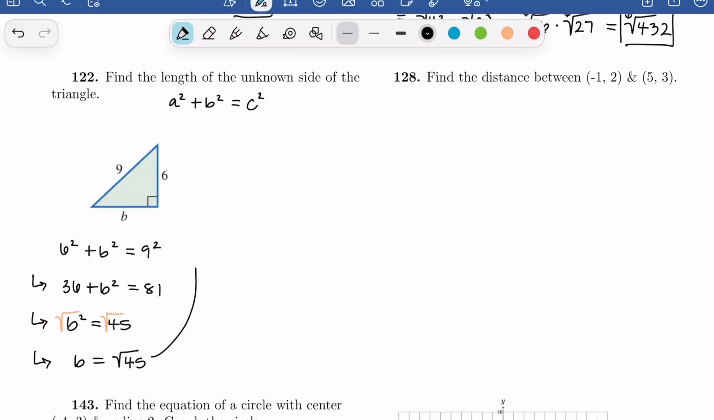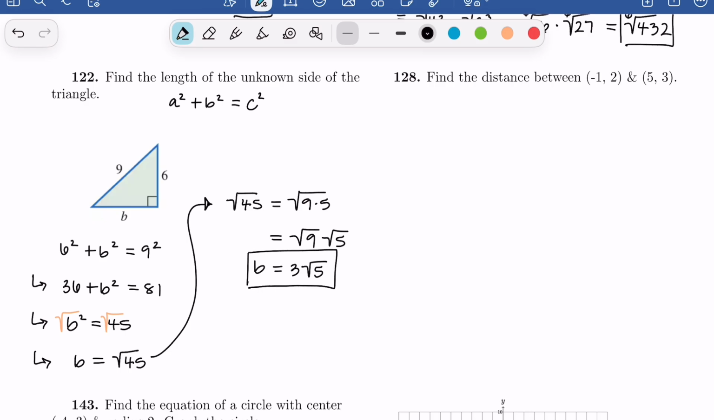What we're going to do is simplify this radical. So we have the square root of 45. This is going to be the same thing as the square root of 9 times 5, which is the same thing as the square root of 9 times the square root of 5. We know that the square root of 9 is going to give us 3. So our final fully simplified answer here for b is that b is equal to 3 times the square root of 5. So that'll be this unknown side here on this right triangle.